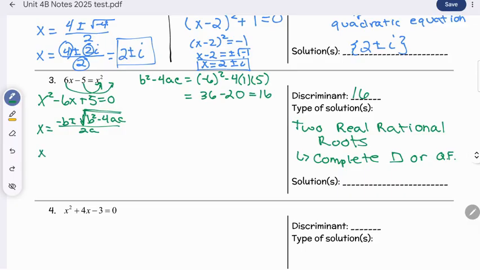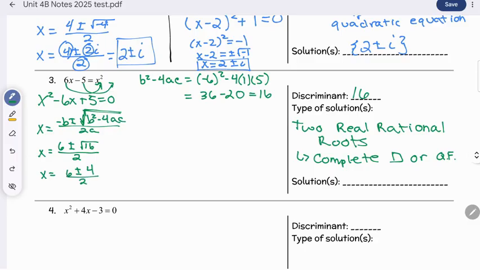All right. Negative b is going to be a positive 6 because our b is negative 6. Plus or minus. Now we already know that our discriminant was 16 because we took care of that over there. And then a is 1, so this will just be 2. So this is going to be 6 plus or minus 4 over 2.